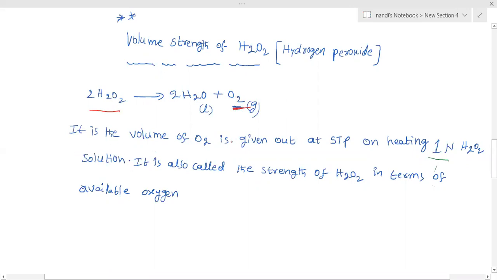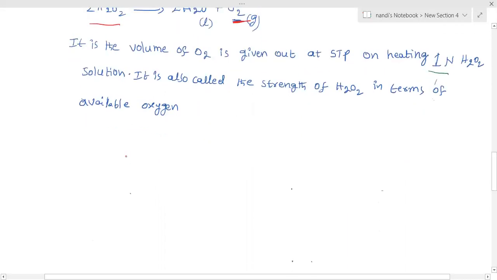It is the volume of O2 given out at STP on heating 1N H2O2 solution. It is also called the strength of H2O2 in terms of available oxygen. So whatever they have given, we can try to explain clearly. We can take H2O2, I'm assuming we are taking 1 liter. You can get 2H2O plus O2.